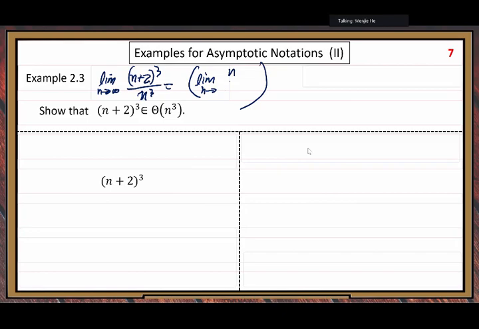n plus 2 over n. So here, let me save some space. Cube, put the cube outside, all right? In this way, you do not need to do polynomial expansion, right? Inside parentheses, the limit is 1. So 1 cubed is 1. It's much easier. If you do polynomial expansion, it's too messy. Although you can find the final answer correctly, you need to do a lot of work. Not necessary. All right.